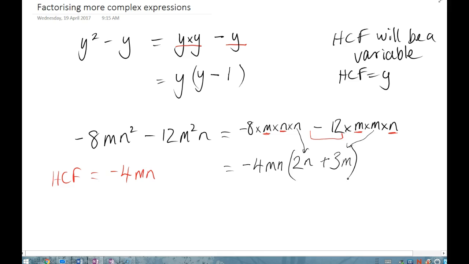So there's a lot going on there, but again, you can still check your answer. -4 times 2 gives me the -8. M, and then I've got an n multiplied by n, which is n squared. -4 times +3 gives me -12. There's my -12. And then I've got an m times an m, that's m squared, and that n just stays there, so I know I'm right.